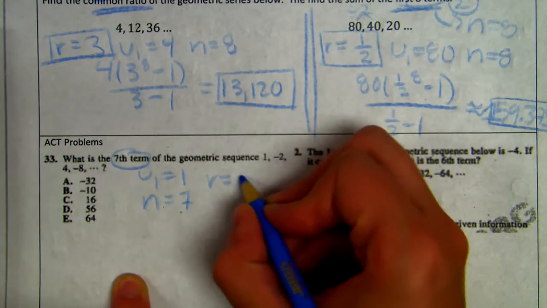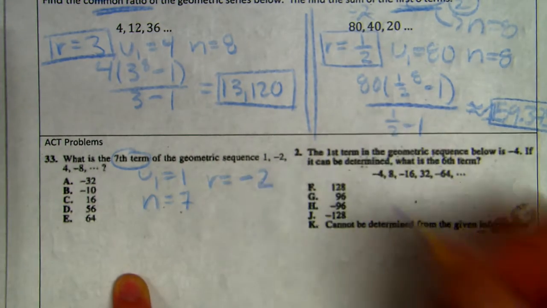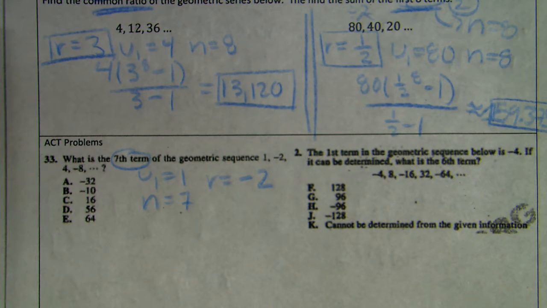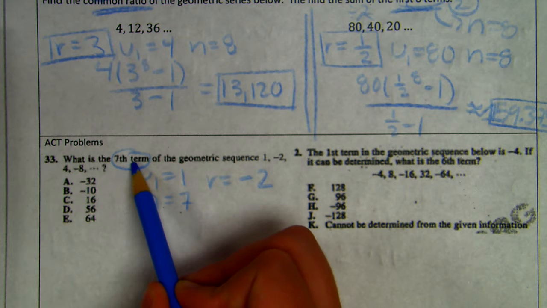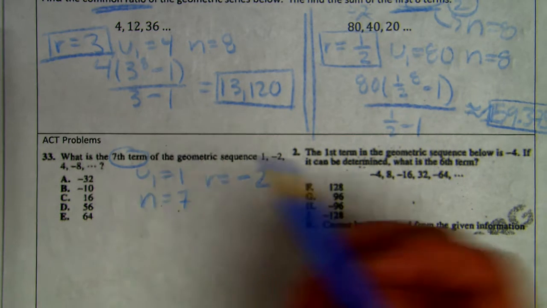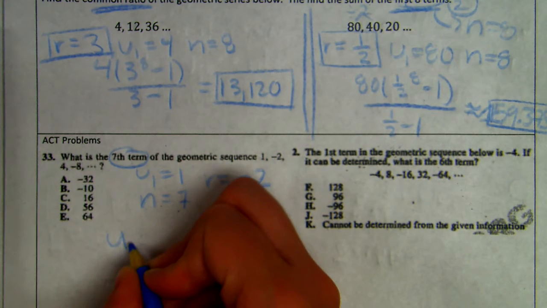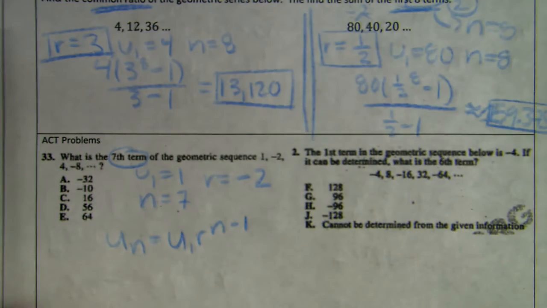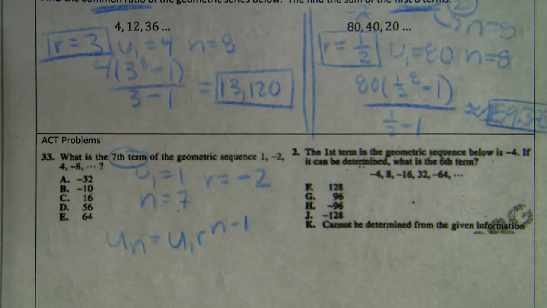-2 divided by 1 is -2, or 1 times -2 will give me -2, so I know that's my common ratio. The next thing to pay attention to is, is this question asking for the 7th term or the sum of the first 7 terms? So this is asking for the 7th term. We know that we're going to use the formula that looks like this: un equals u1 times r to the n minus 1. It's not asking for the sum, so we don't have to use that other formula.